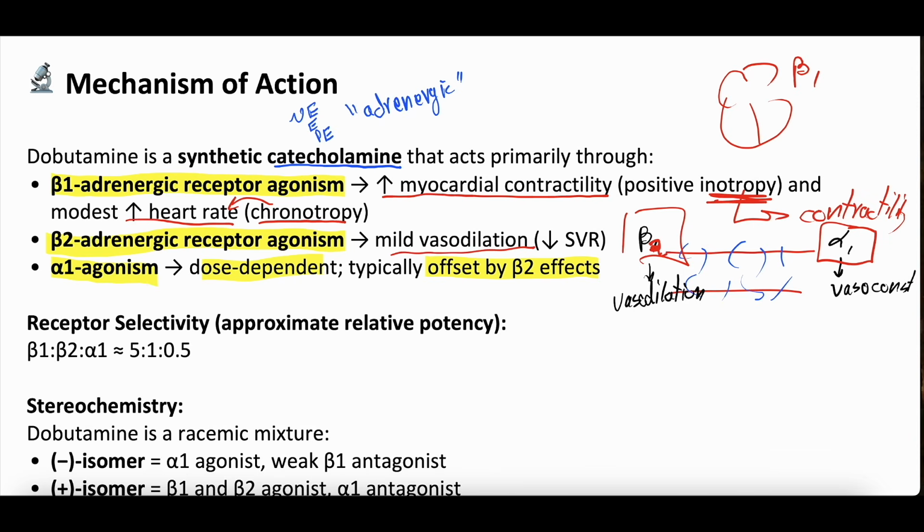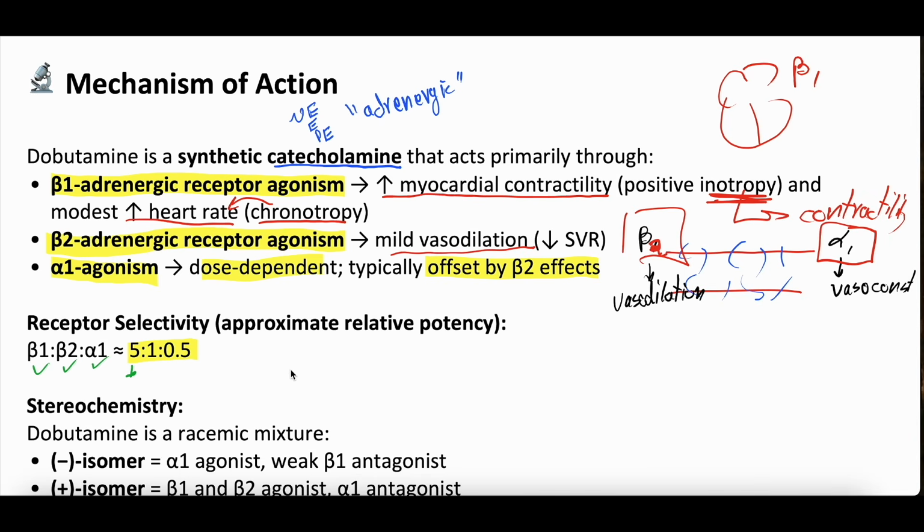When it comes to receptor sensitivity, there's some ratios here just to help you understand how much effect there is. And the ratio is 5 to 2 to 1, and that's for beta 1 to beta 2 to alpha 1. So there's 2.5 times as much beta 1 activity as beta 2 activity. And then there's 2 times as much beta 2 activity as alpha 1 activity, which is why you get contractility mostly from beta 1, increased heart rate from beta 1, some peripheral vasodilation from beta 2, and then alpha 1 is not really efficacious because it's such a small percent of effect that the beta 2 effect being higher causes vasodilation rather than the alpha 1 causing vasoconstriction.